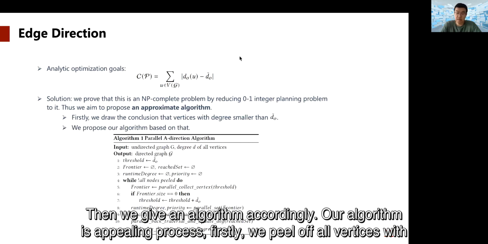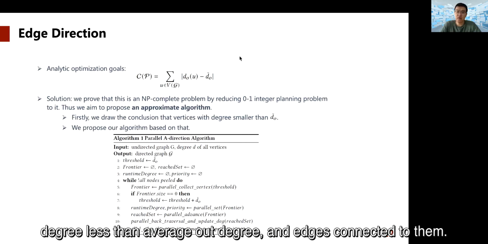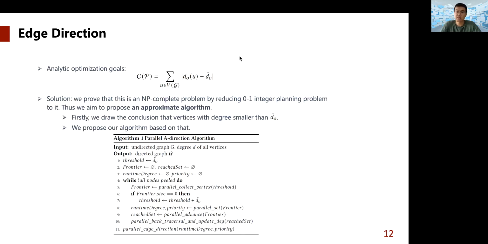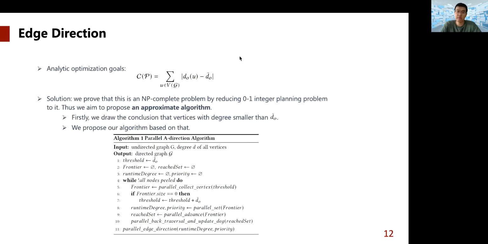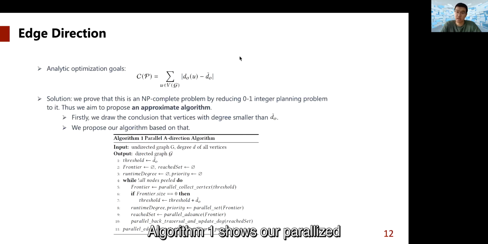Our algorithm is a peeling process. Firstly, we peel out all vertices with degree less than average out degree and edges connected to them. The edges are directed as their outgoing edges. Then we repeat the peeling process until all vertices have degree larger than average out degree in the remaining graph. Then we raise the threshold of peeling and keep the process until the whole graph is processed. Algorithm 1 shows our parallelized edge direction method.